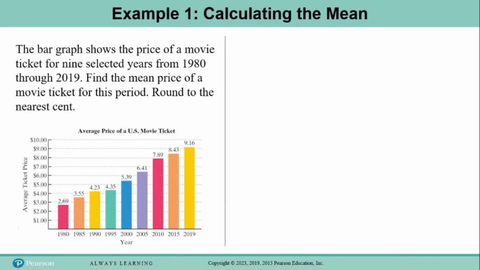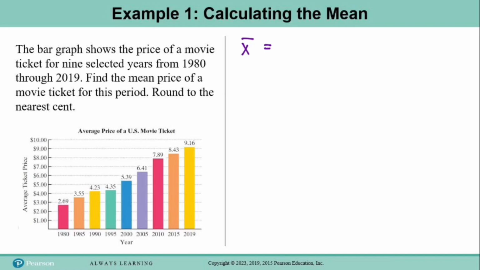Okay, so let's look at example 1 together. And this says the bar graph shows the price of a movie ticket for 9 selected years from 1980 through 2019. Find the mean price of a movie ticket for this period, round to the nearest cent. Okay, so the first thing we notice is that we're only finding the mean for 9 selected years, not all of the years. So these 9 selected years represent a sample of the population, and that means that we will need to use the symbol x bar to represent this mean.